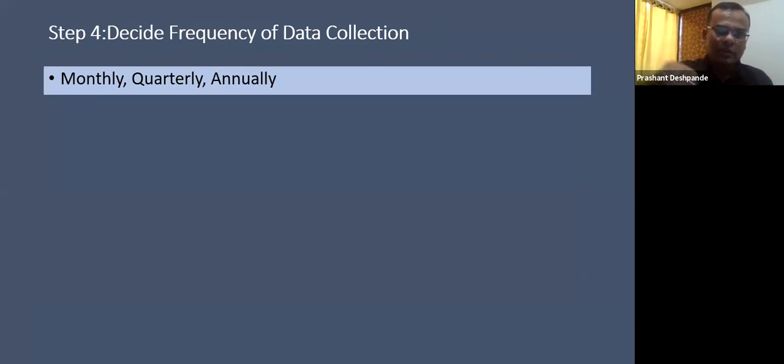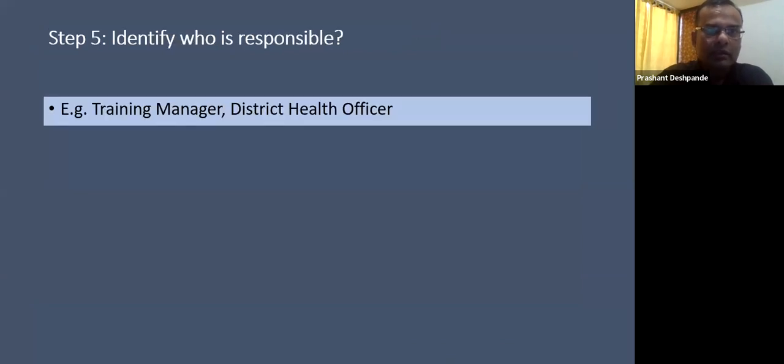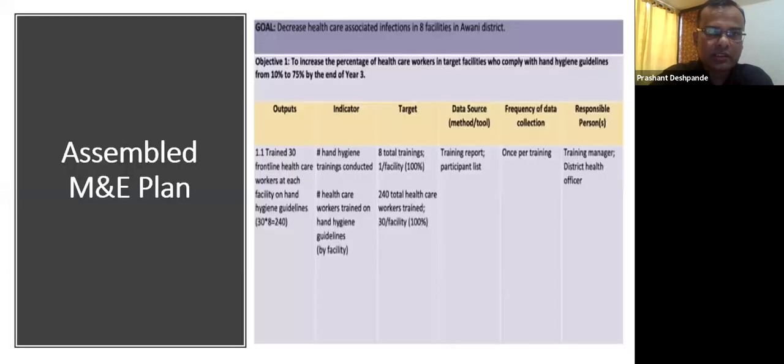So it has to be consulted with various stakeholders how we can develop the M&E plan. Then who is responsible for that particular thing? The training manager or district health officer in the case of this example. So this is the assembled M&E plan.